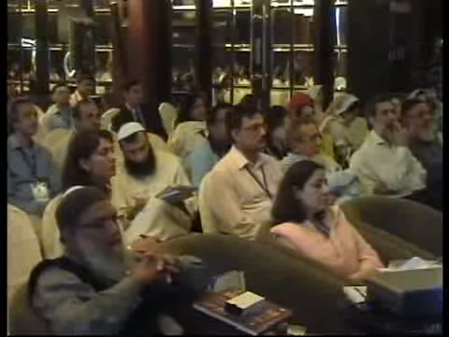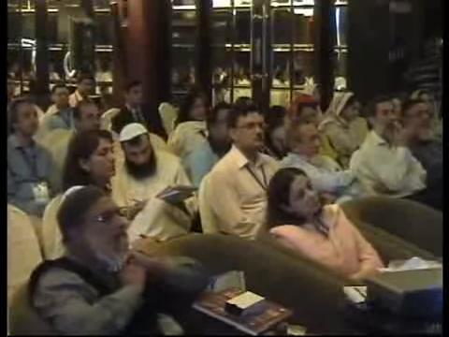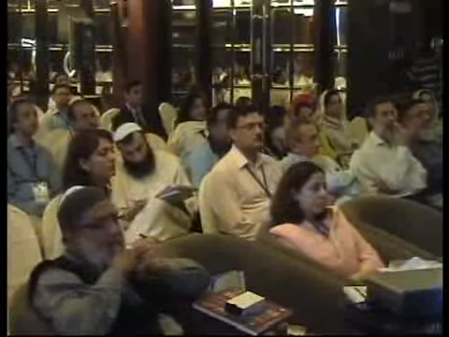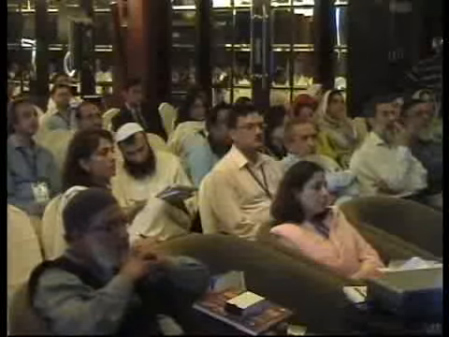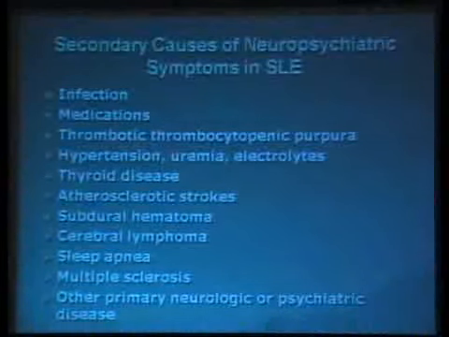So for the lupus patient with CNS involvement, we consider these things. I've mentioned infection, medications, TTP. Here's a problem for you. Thrombotic thrombocytopenic purpura can occur independently, but also has been reported in combination with lupus. Thyroid disease, hematoma, cerebral lymphoma, yes indeed, even though it is rare. It has been reported in patients treated long-term with azathioprine. Most of these patients were renal transplant patients, but remember, it can happen.